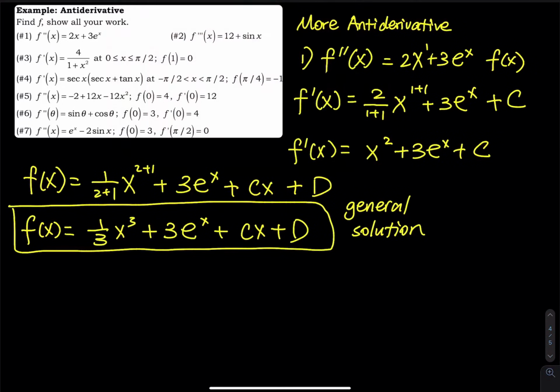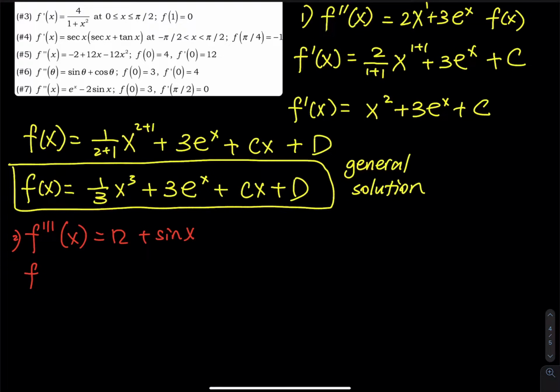So the next one is number 2, f triple prime of x equals 12 plus sine of x. Okay, the first undo, f double prime, that is equal to 12x, right? Because when you take the derivative of 12x, you get back to 12. And the antiderivative of sine is negative cosine, right? Because when you take the derivative of cosine, you get a negative sine. But we have a plus sine x, then that means you have to put a negative in front of cosine. And then plus c, so that is the first undo.